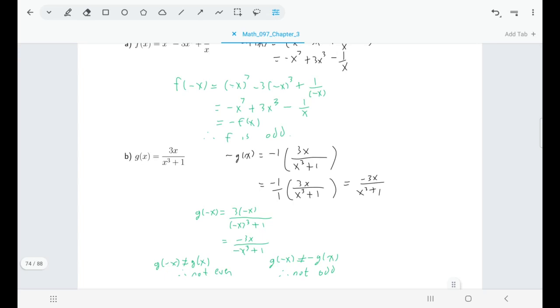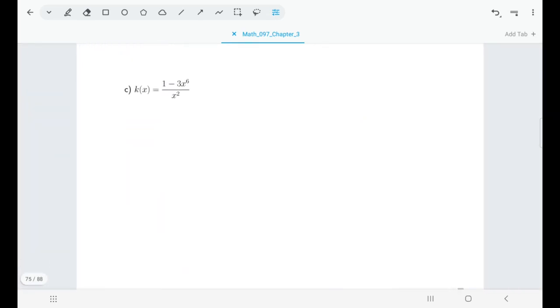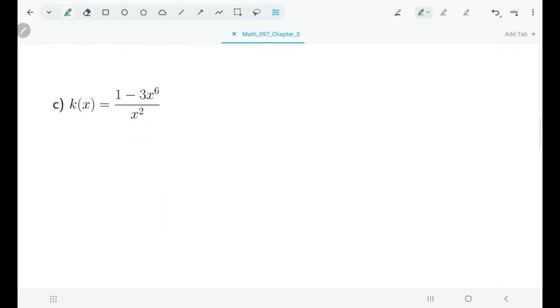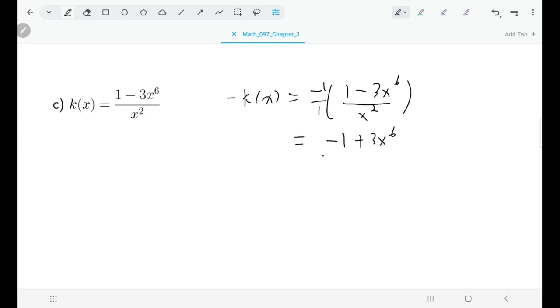Okay, one last example. So here I've got k of x, and I'm going to do the same thing that I did before. So -1 times k of x, multiplying this function by -1, which is the same thing as -1 over 1, will change the signs of everything on the top, but the bottom will stay as it is. Okay, so now let's look at k of negative x and see what we get.